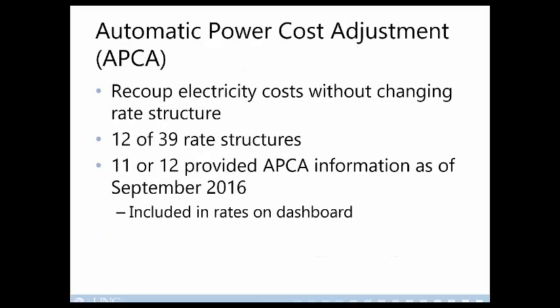Another thing we collected was the automatic power cost adjustment. This is important specifically in Hawaii because it's pretty unique to the state. Electricity prices are relatively high, and they can be quite volatile given the fact that some of the utilities may even use liquid fuel as a source of electricity. And so 12 of the 39 rate structures had APCAs, and we were able to collect 11 of these 12, and these were included in the rates on the dashboard effective as of September 2016.